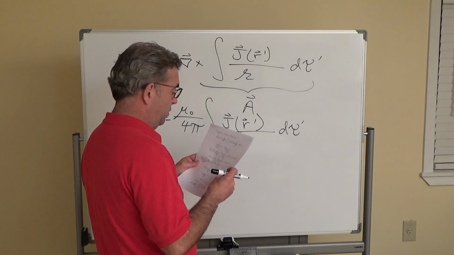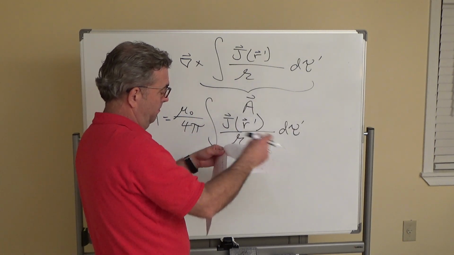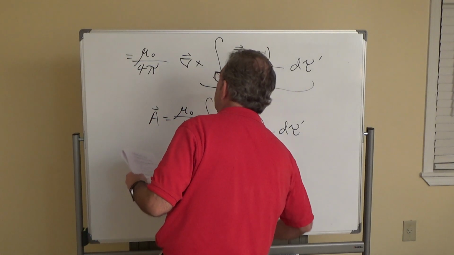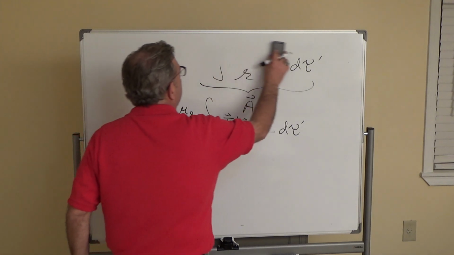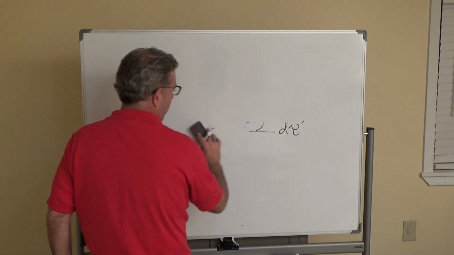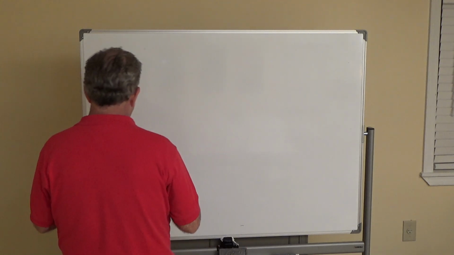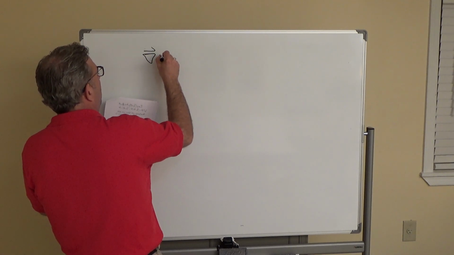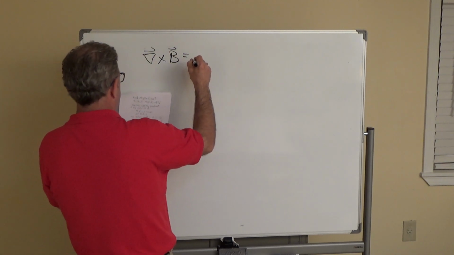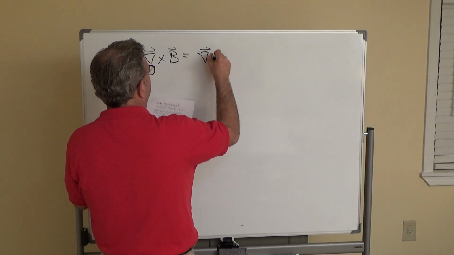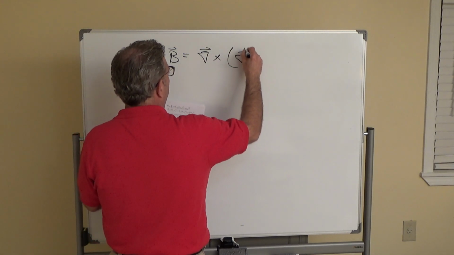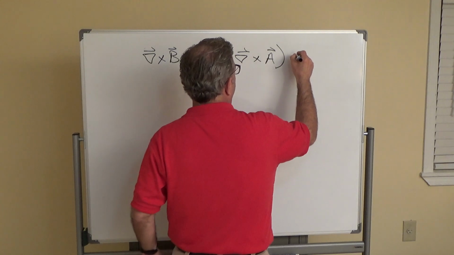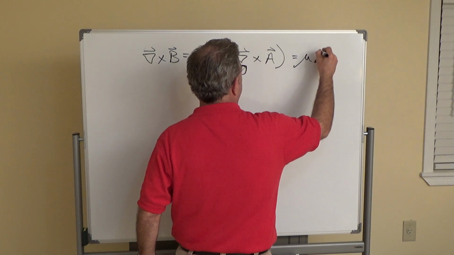So let me show you how this works. Substituting in for that magnetic vector potential, you get del cross B. So the curl of B is equal to del cross, del cross A. Okay? And all of that, of course, is equal to mu naught J.